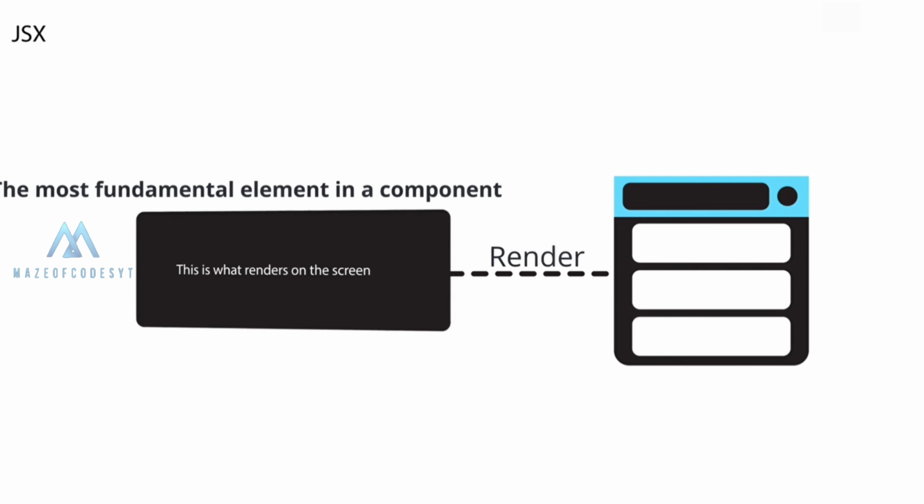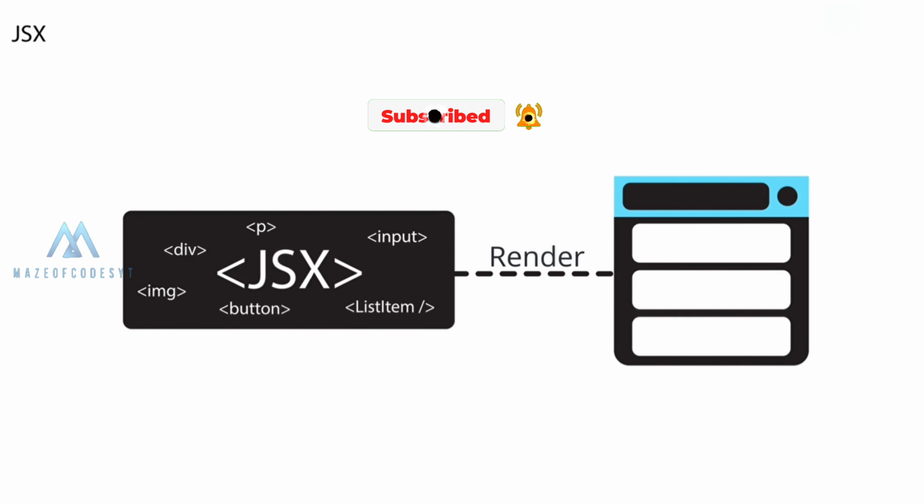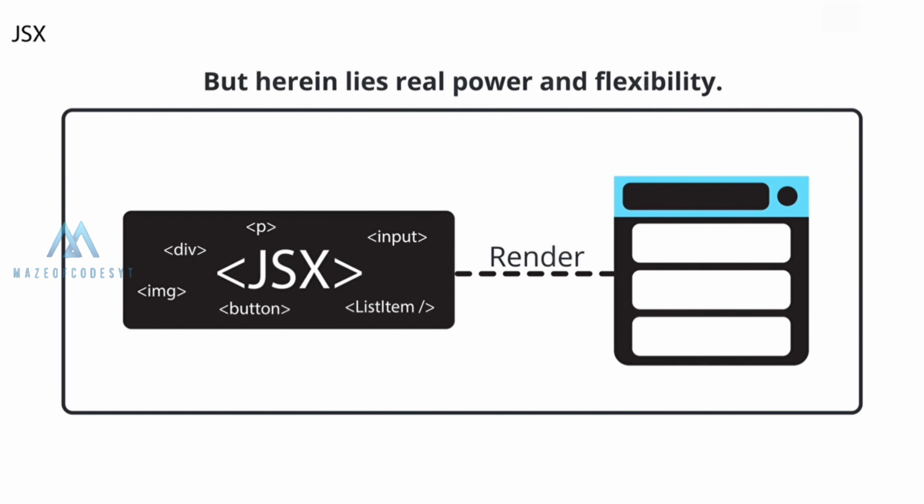This is where JSX comes into the picture. It is a syntax that lets you describe what a component renders. If this is the first time that you're working with React, then you might feel a bit uneasy with the idea of incorporating visual elements such as divs, text, images, and dynamic components right within JavaScript. But herein lies real power and flexibility.